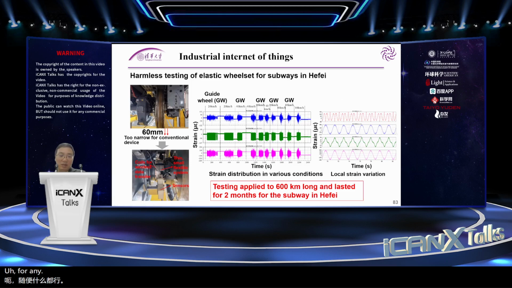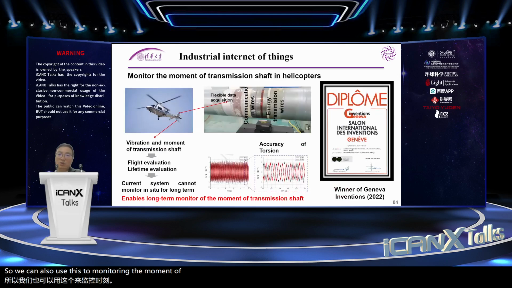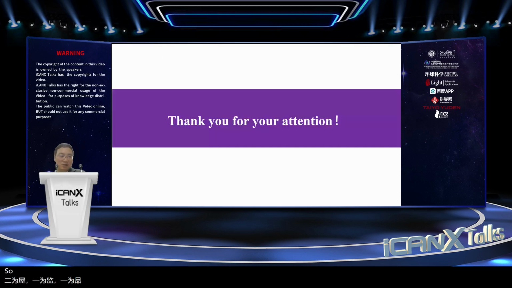We test the stress, strain, vibration, and the temperature. From these parameters, the operators can evaluate the safety and the maintenance of the subway. We can also use this to monitor the moment of the transmission shaft in helicopters. This is very important for health monitoring tests. So this is my talk on flexible integrated devices. Thank you for your attention.